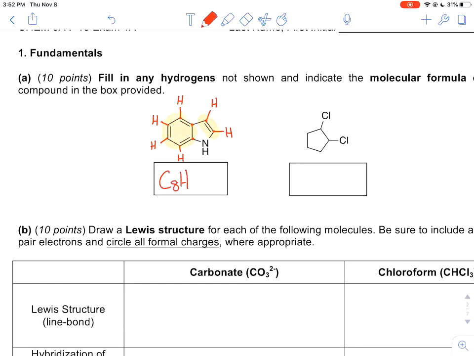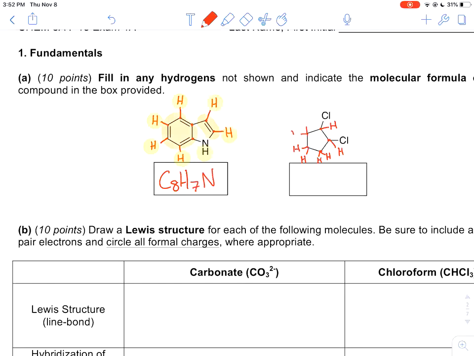We can count the total number of hydrogens altogether. We have 1, 2, 3, 4, 5, 6, 7. And then 1 nitrogen. On the next example, we have all carbon-carbon single bonds in the ring. This carbon that's connected to a chlorine also has 1 hydrogen. This has only 2 bonds explicitly shown, so the remaining ones are both hydrogens.